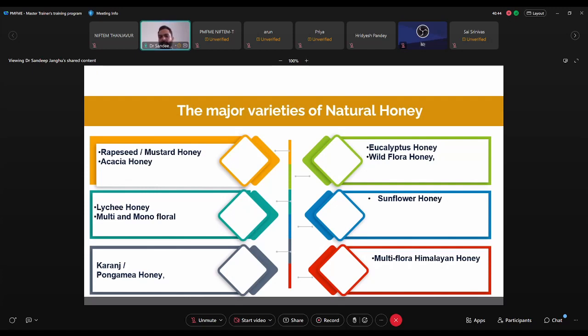These are some of the kinds of honey. Honey is basically monofloral or polyfloral. Monofloral honeys have different kinds of medicinal properties depending upon the source from which they are extracted, whether it is eucalyptus, rapeseed, mustard, lychee honey, or sunflower honey. Even multifloral honey has different kinds of properties depending upon the sources from which the bee has taken nectar.